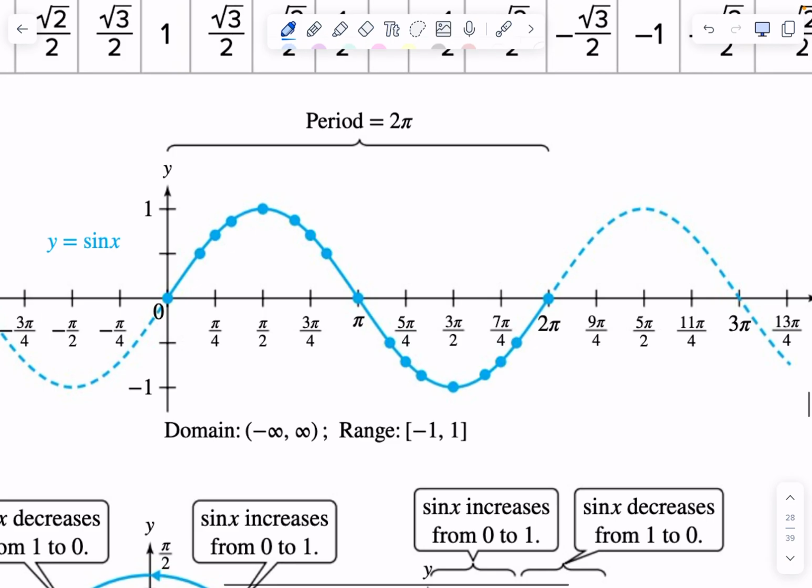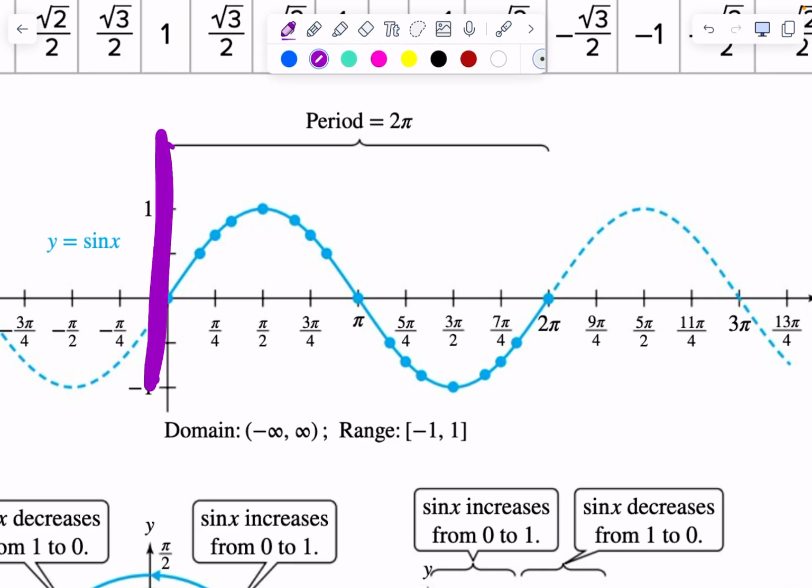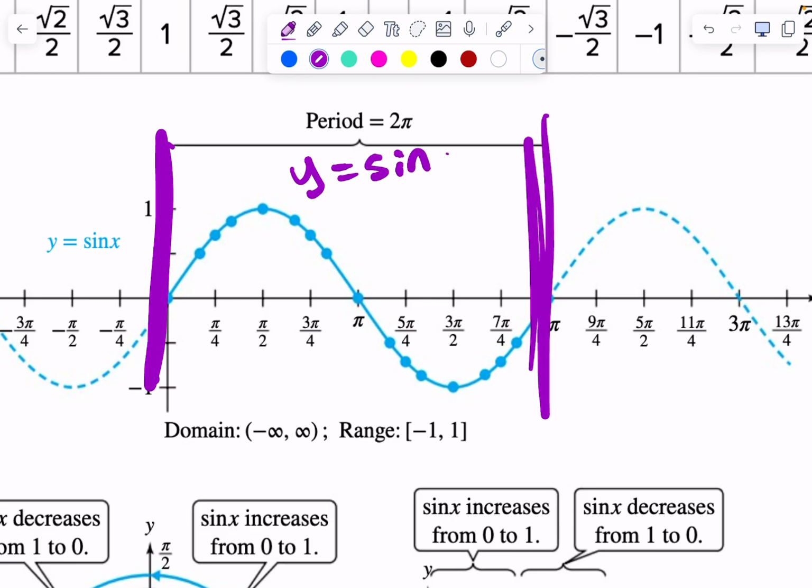Here is the graph of the sine function. This is y equals sine of x. Remember this, okay? He starts down at 0, then he goes up to 1, then he's back down at 0, down at -1, back up to 0, and this is one full period of y equals sine of x, okay?